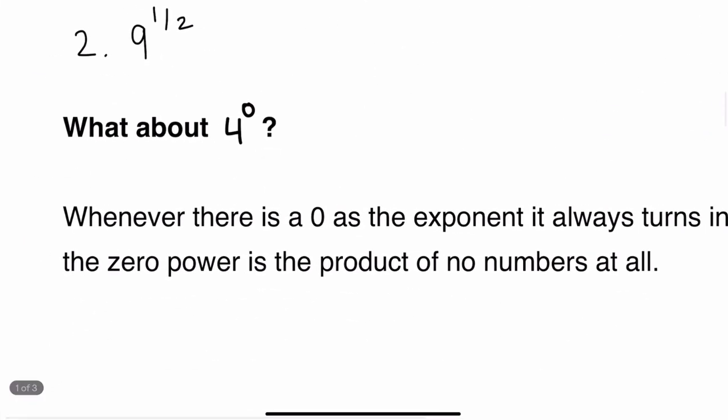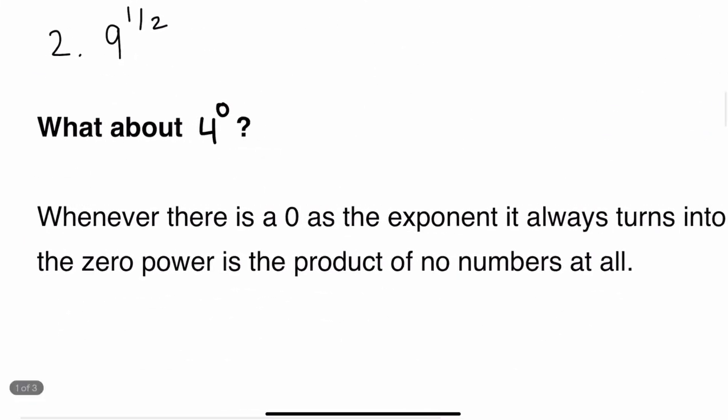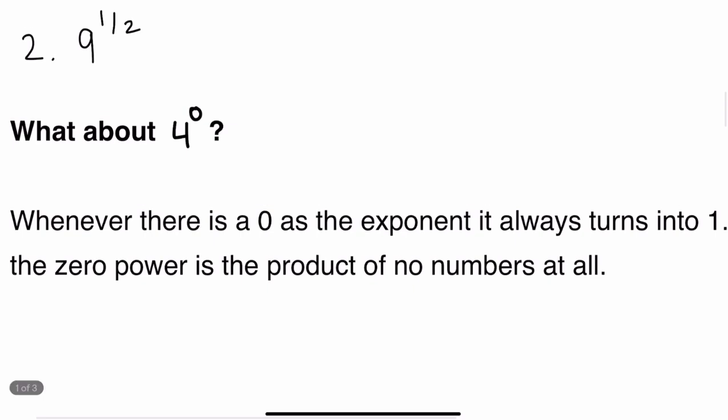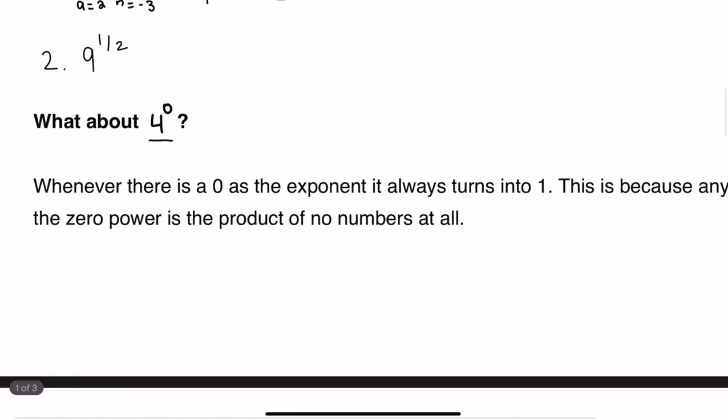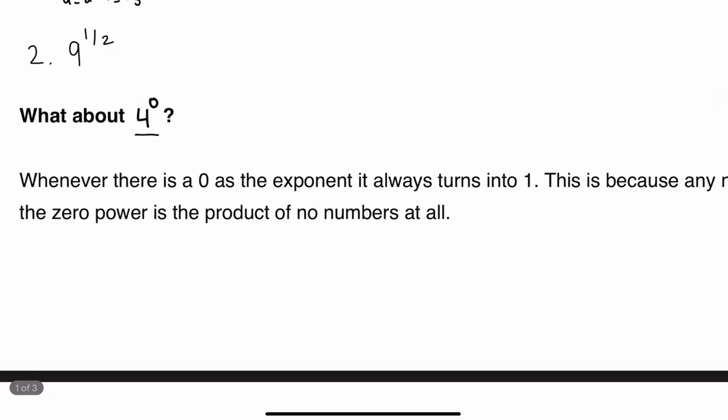Now we have a special case. Well, not special, but it is very different. What about 4 to the power 0? Whenever we have a 0 as an exponent, it always turns into 1. You can have a million, it will turn into a 1. 1,000 to the power of 0 is going to be 1. Anything basically is just going to be 1.